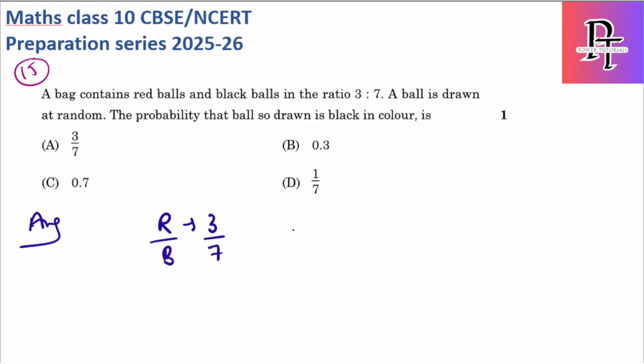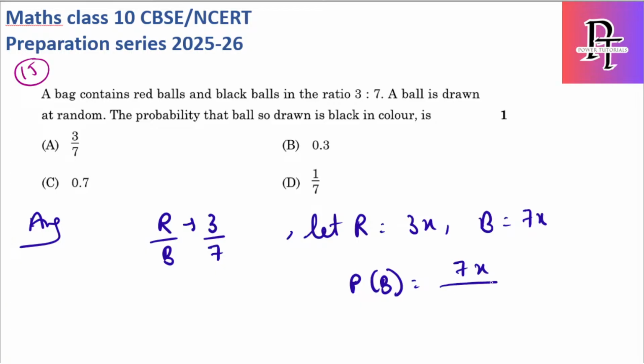Just assume the common multiplier is x. So red balls are 3x and black balls are 7x. Now we will see the probability that the ball is black in color. P of black is equal to winning cases of black by total cases, which is 7x by 3x plus 7x, which is 7/10, which is 0.7. Always remember, if it is a ratio, don't simply write 3/7 because it's not the total cases. The probability is always winning by total cases. Okay, let's move to the 16th.